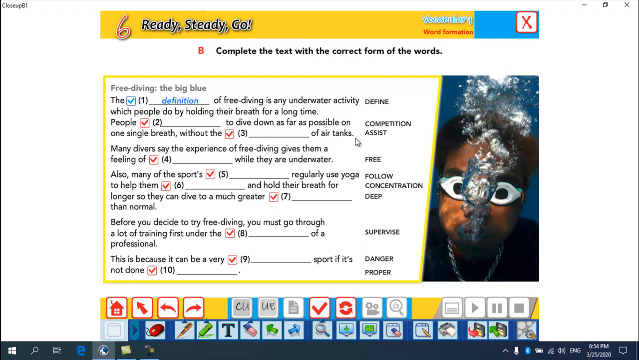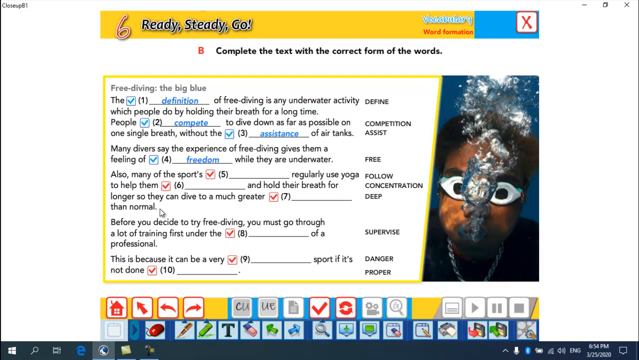Two, people compete to dive down as far as possible on one single breath without the assistance of air tanks. Use competition and assist. For the second one, people compete, exactly, without the assistance. Many divers say the experience of free diving gives them the feeling of freedom while they are underwater. The feeling of, yeah, freedom, exactly.